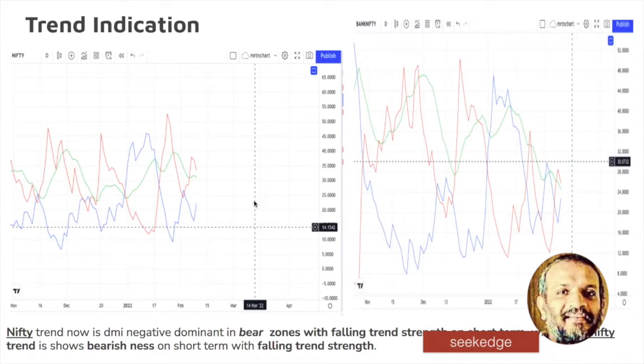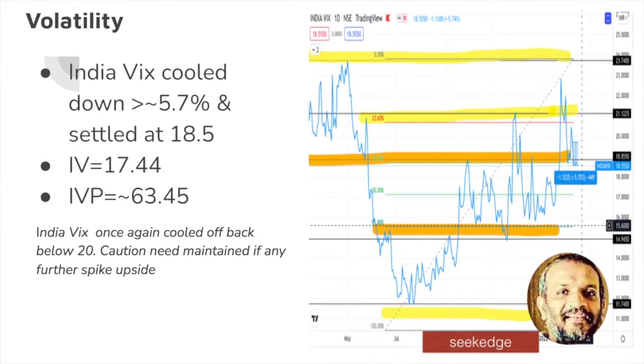The trend indicator shows that it is bearish on the Nifty and bearish on the Bank Nifty in the short term, right? And the strength of that bearish trend is also reducing, falling strength. That's the trend and the momentum, right? Sideways momentum and a bearish trend is what it is in the short term.